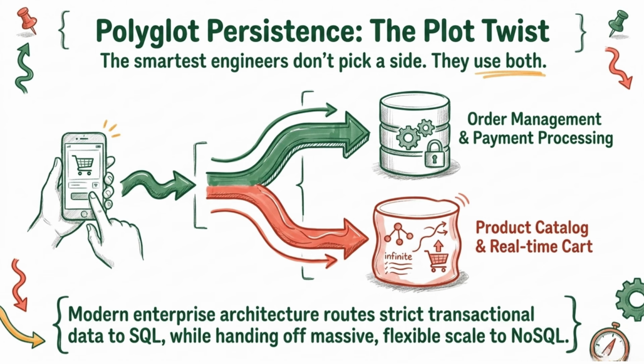Polyglot persistence, the plot twist. Here's the truth the industry has learned. The smartest engineers don't pick a side. Modern enterprise architecture uses both. SQL handles order management and payment processing, where strict transactional accuracy is critical. NoSQL handles product catalogs and real-time shopping carts, where massive flexible scale is what matters. The two databases run side by side in the same application.